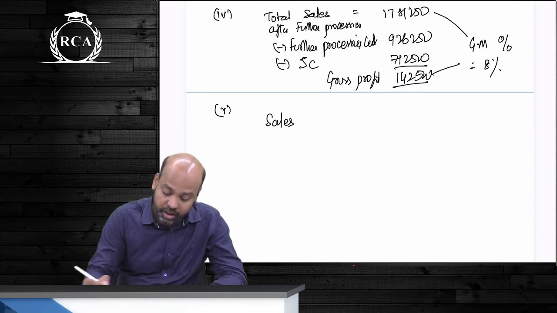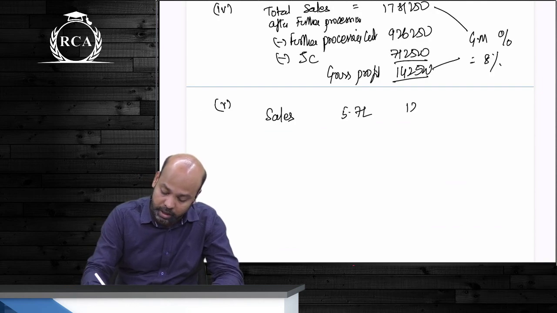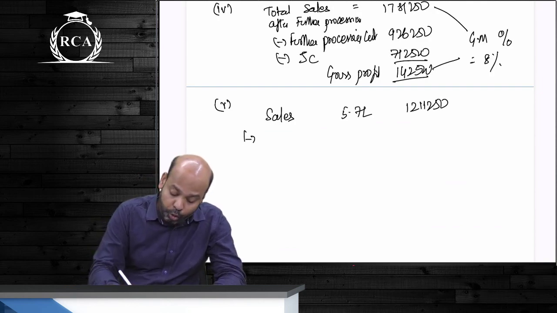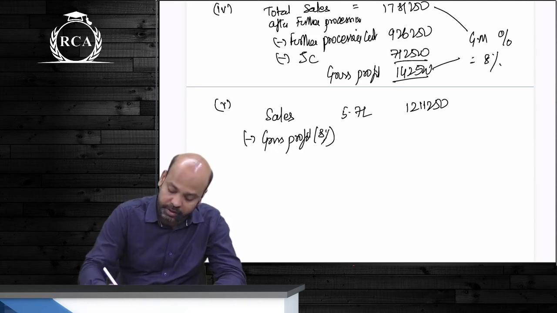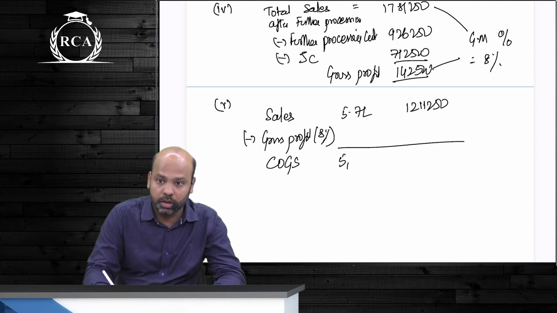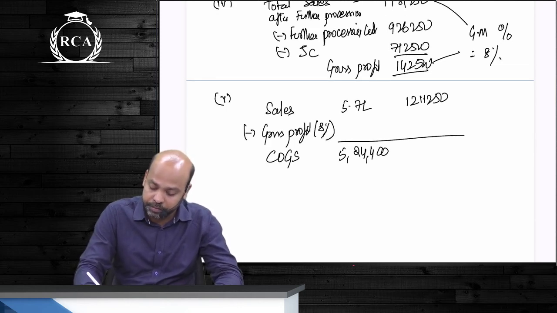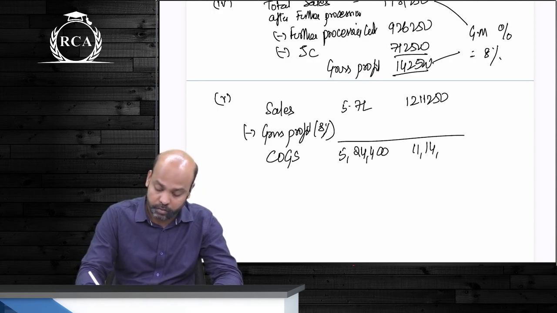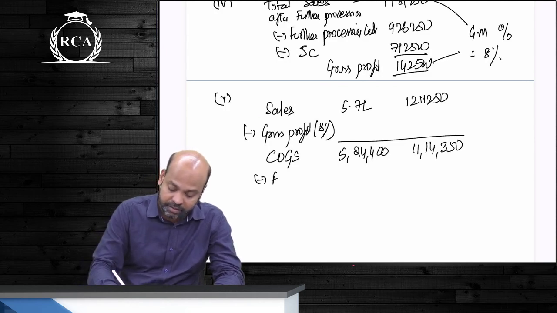Now take sales of individual product guys. It is 5,70,000 and 12,11,250. Both the products should have a gross profit ratio of 8%. Can you deduct gross profit of 8%? This will become cost of goods sold. 5,24,400 and 11,14,000... 687,300. And from this I will deduct further processing cost.